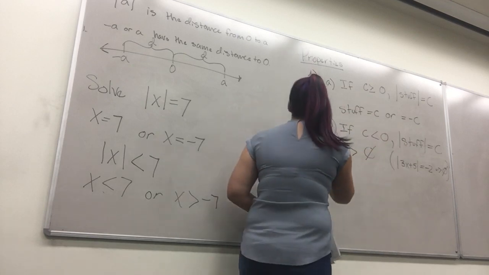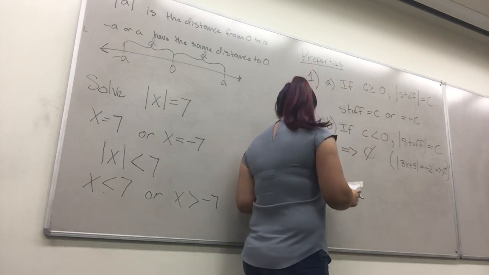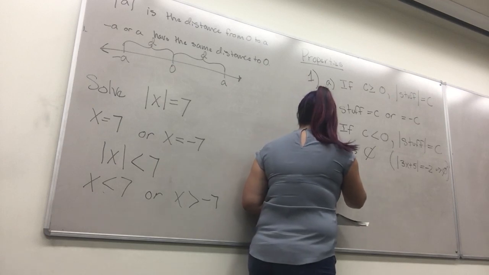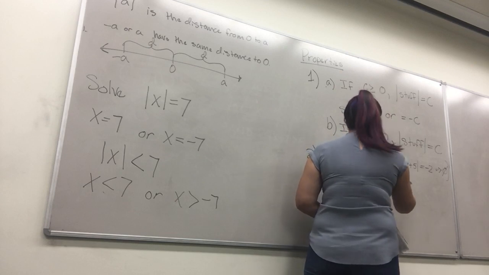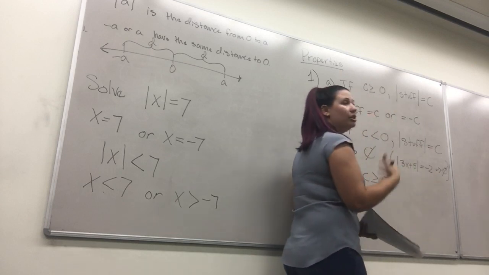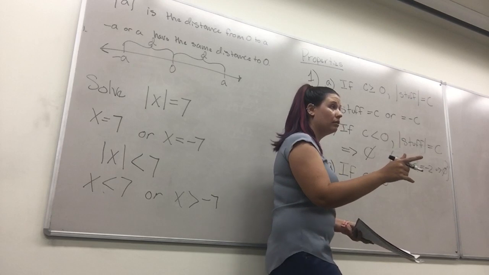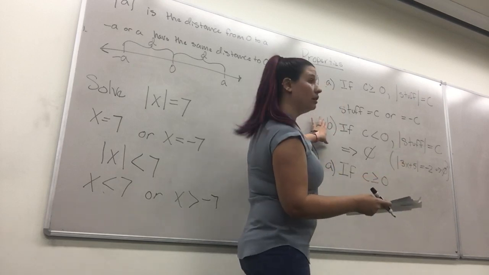Okay? So the second property is, again, we're going to start out the same way, that if C is a positive or 0 number, non-negative. Question? Yeah, I would go forward and move forward. This one would be?